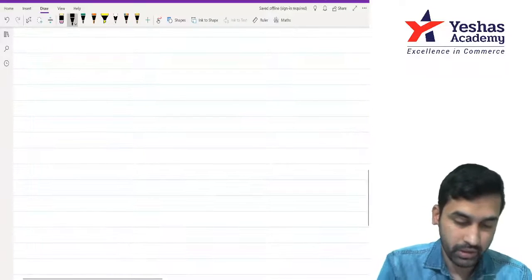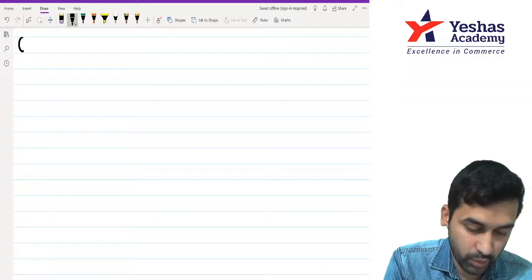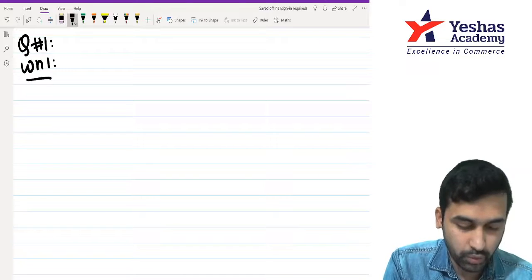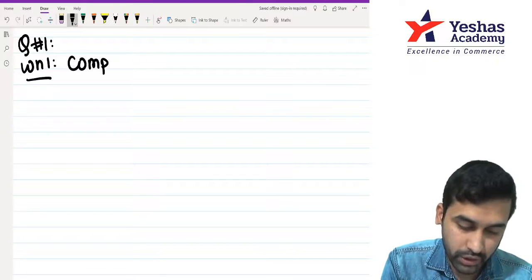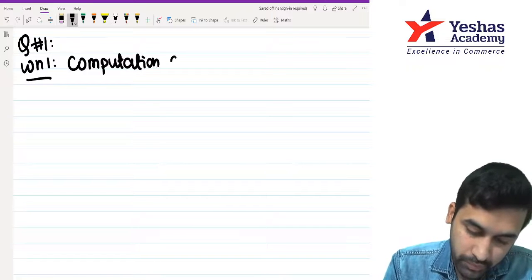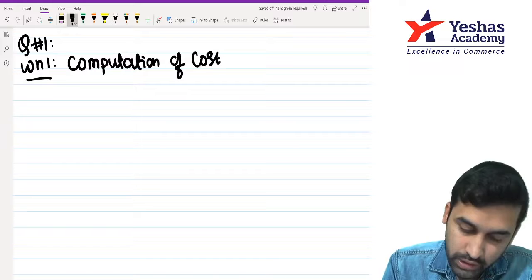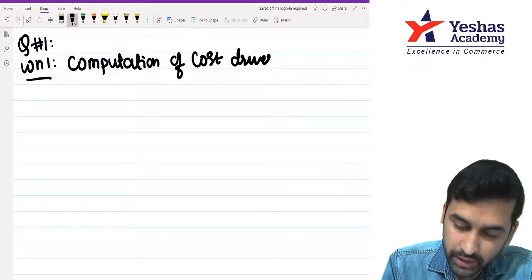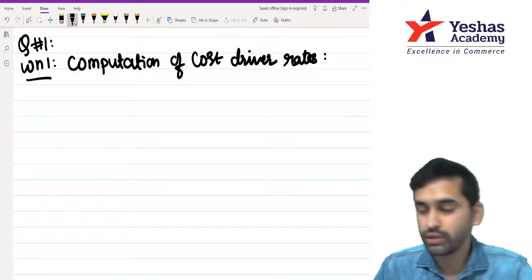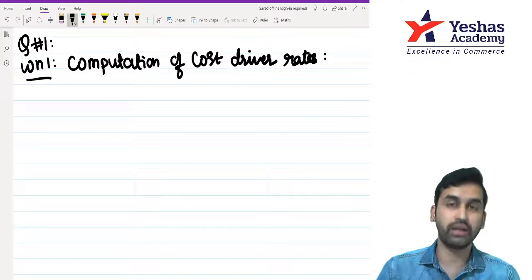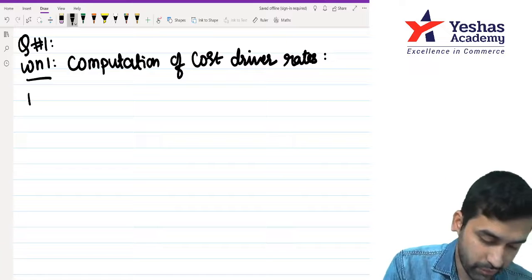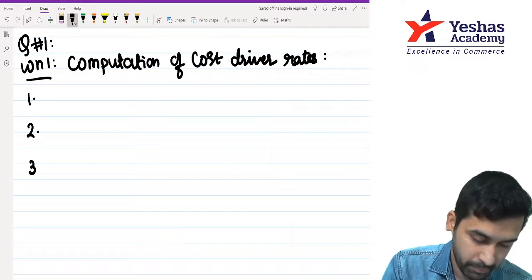All of you start with working note 1. Question number 1. Working note 1. Computation of cost driver rates. You will have to do one by one.